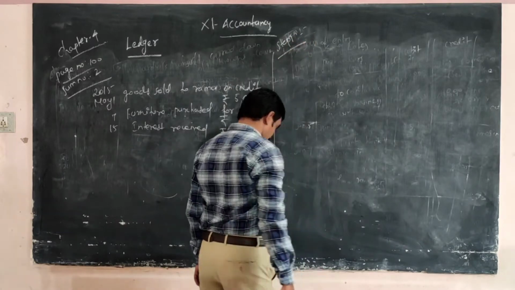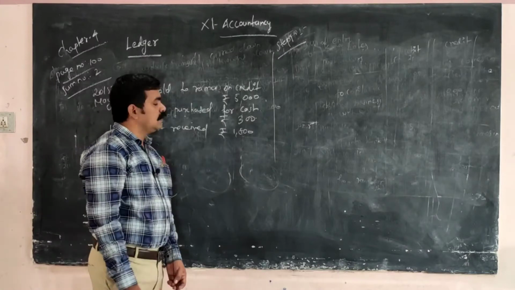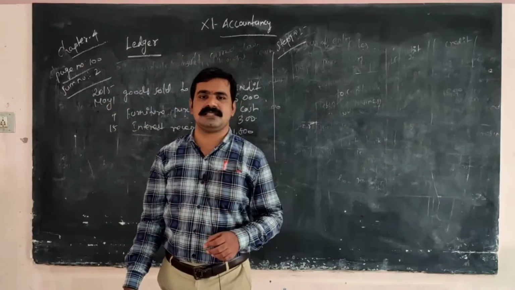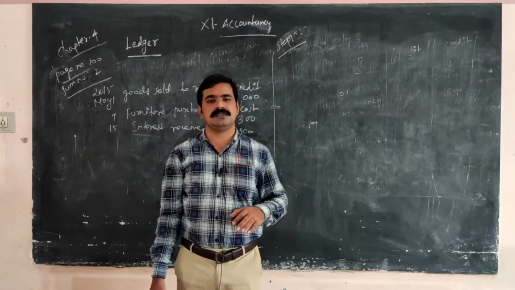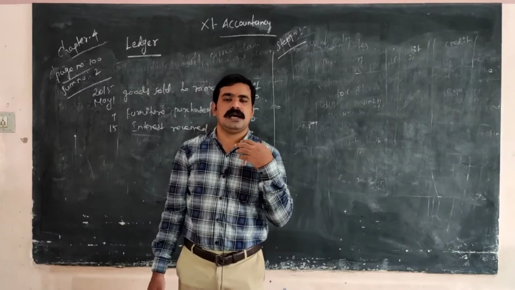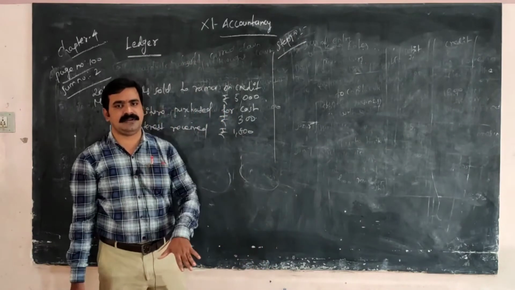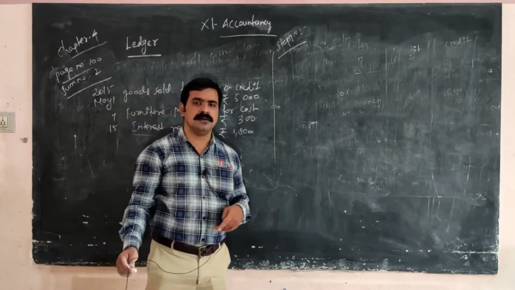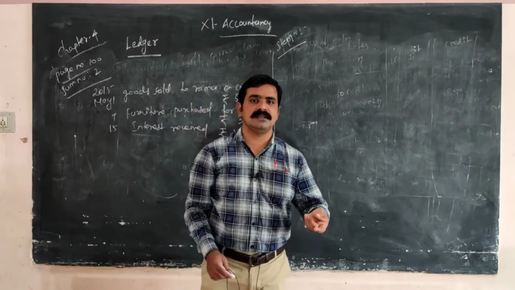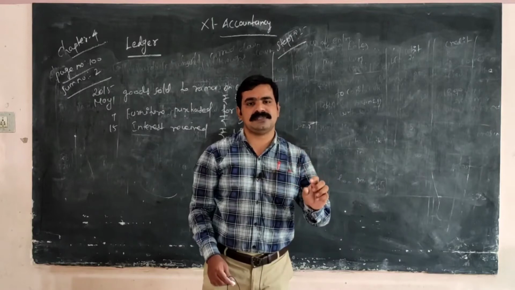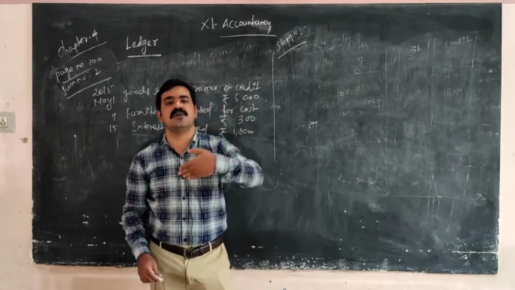Step 1. Goods sold to Ramu on credit. That is a credit transaction. So Ramu is the receiver, he receives the goods. Goods go out. Ramu is a personal account. Sold means sales, so the sales account is related to your real account. Goods go out.